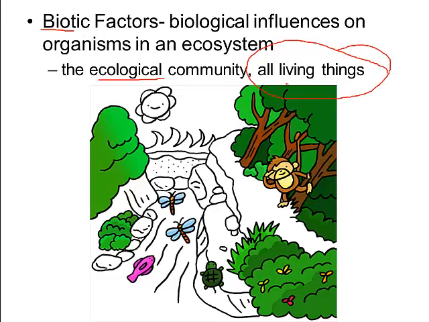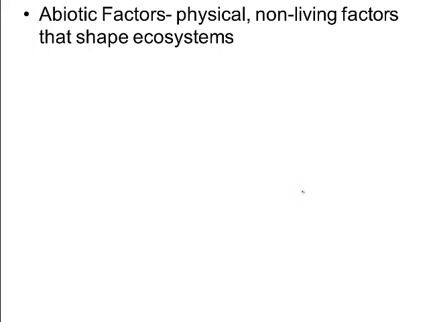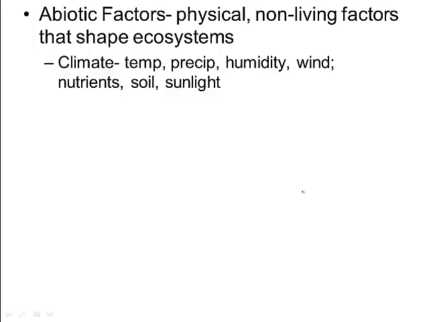So you can remember bio means living. So this little drawing here, all of the biotic factors are colored in. The plants, the animals, the trees, all of that kind of stuff, all of that is colored in. Those are the biotic factors. Now, those biotic factors would not be able to survive without the abiotic factors. The abiotic factors are all of the non-living parts of the ecosystem, things like climate, temperature, how much it rains, how humid it is, how windy it is, the nutrients, the soil, the sunlight, the water that is there, all of those things contribute to the abiotic factors.